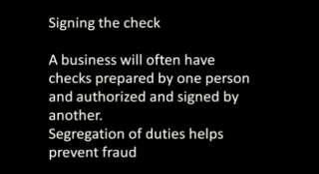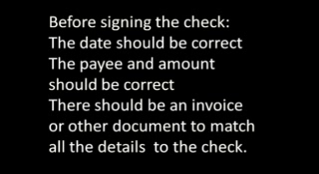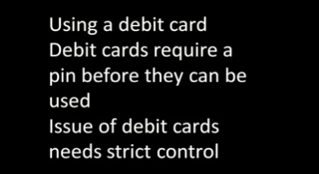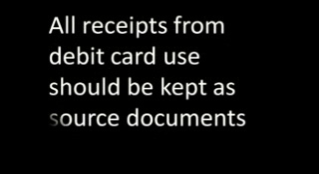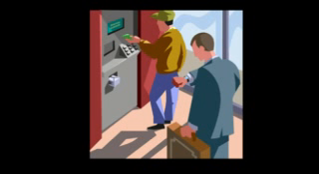Having two people required to complete the process is referred to as the segregation of duties and is important in helping to prevent fraud. It is up to the signatory to check that the date is correct and that the payee and the amount can be matched to other documentation that should accompany the check. Where a debit card is used for cash purposes, receipts need to be kept. A debit card requires the use of a PIN, a personal identification number, which should be known only to the user. There should be strict controls on the issue of a debit card, controls which limit the maximum amount that it can be used for.